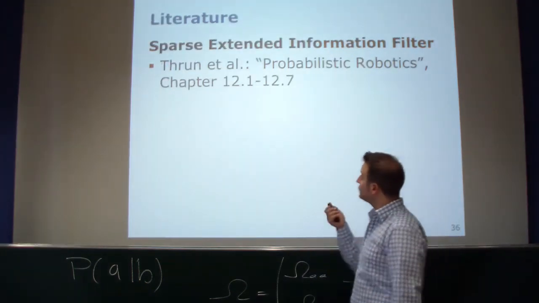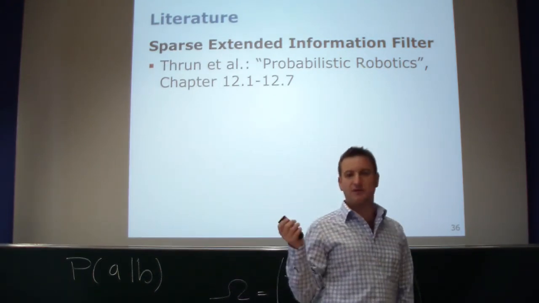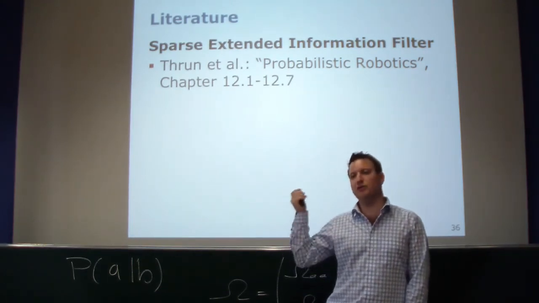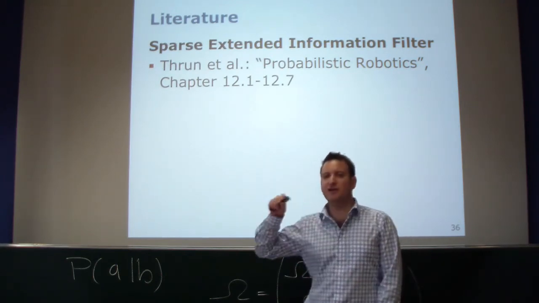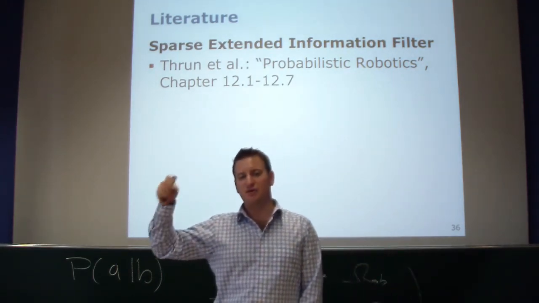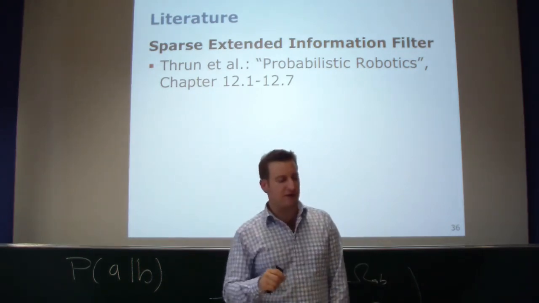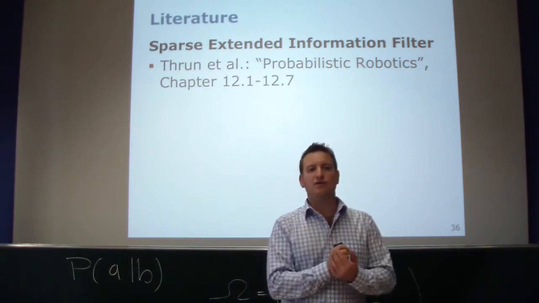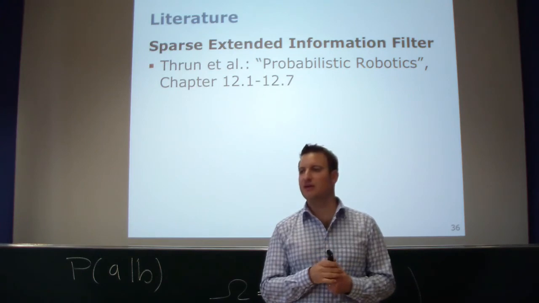Okay, so again, some literature. For the sparse extended information filter for SLAM, you find chapters 12.1 to 12.7 in the Probabilistic Robotics book, and also most of the derivations I've shown here are in the book. And if you're keen on computing the approximation for the information matrix in a more exact way, the math of the derivations is in that book. It's something which I jumped over. Okay, so are there questions at the moment for the sparse extended information filter?